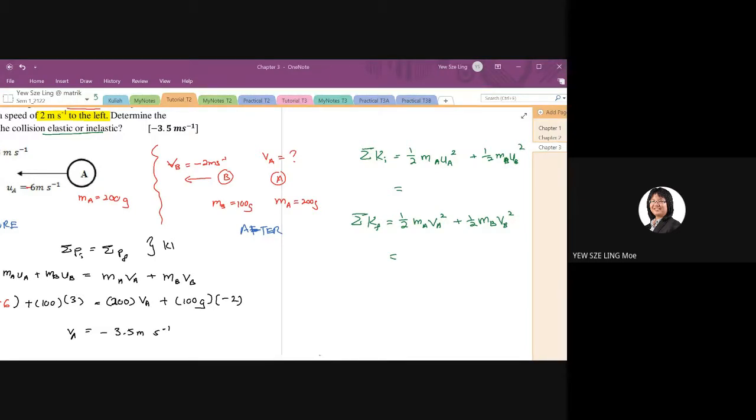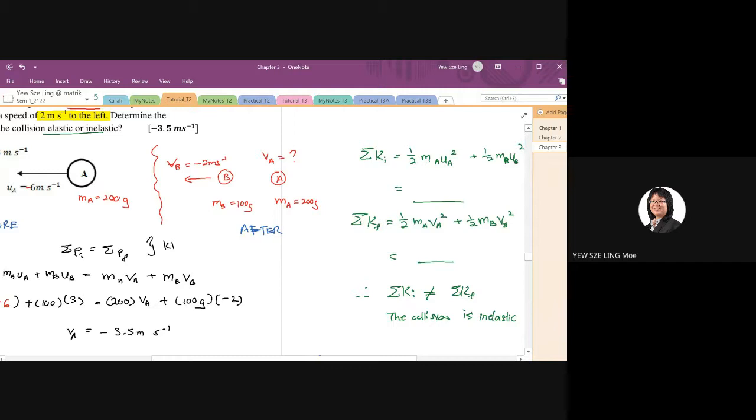All right, good. So you calculate the value, and then you make a conclusion. Since the summation of K initial is not equal to the summation of K final, therefore the collision is inelastic. Okay, the collision is inelastic. So this is how you answer it.